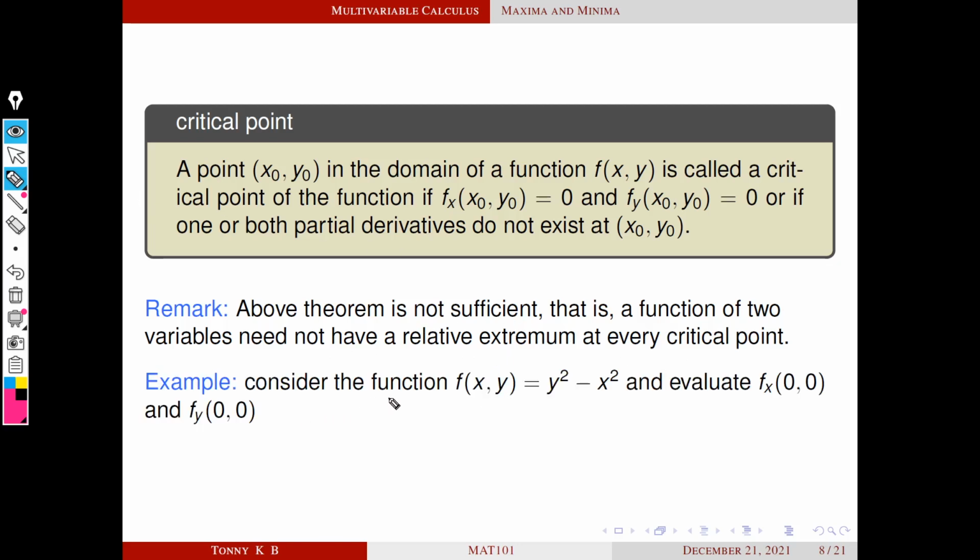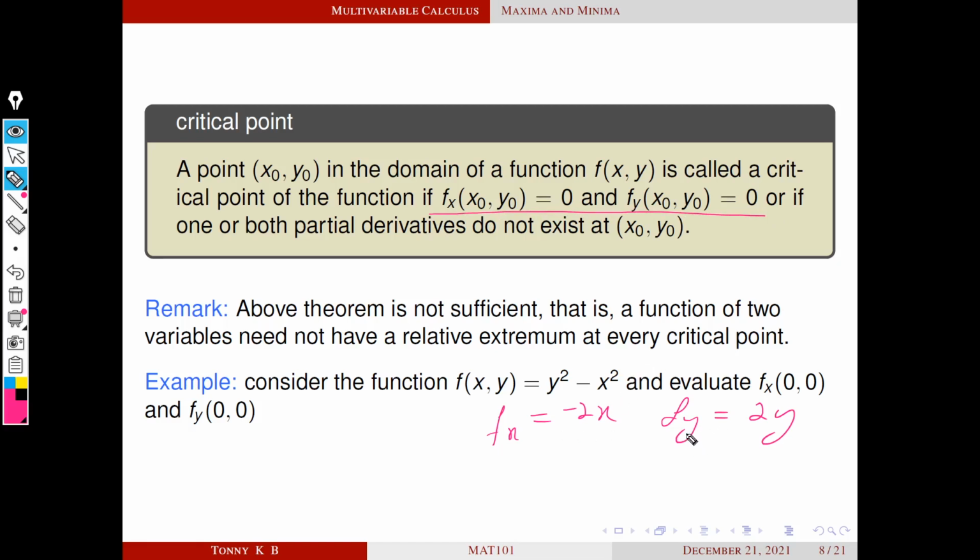For example, we consider the function f(x,y) equal to y squared minus x squared. First, you have to find the critical points. So it is clear, what is first order partial derivative fx? Here fx is minus 2x, and what is fy? fy is 2y. That means the derivative exists at all the points. So we have to find the critical point, means we have to find the points (x0, y0) satisfying this condition, that is both the derivatives equal to 0.